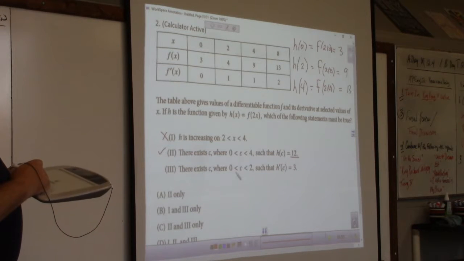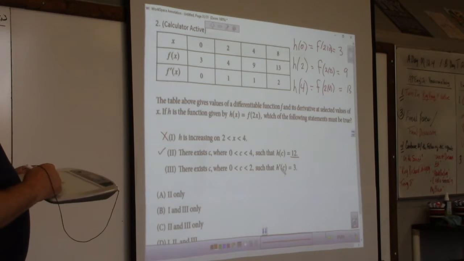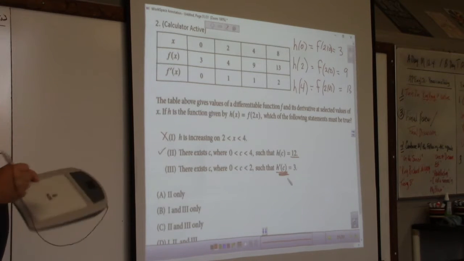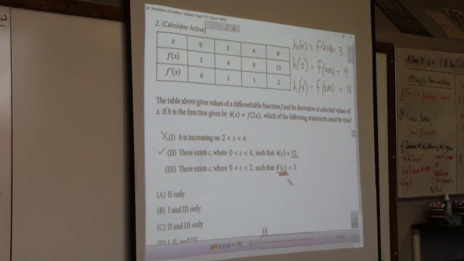There exists a c over the interval such that h prime of c equals 3. Well, once again, right there, h prime of c, that should set your spidey sense off because of the c thing.